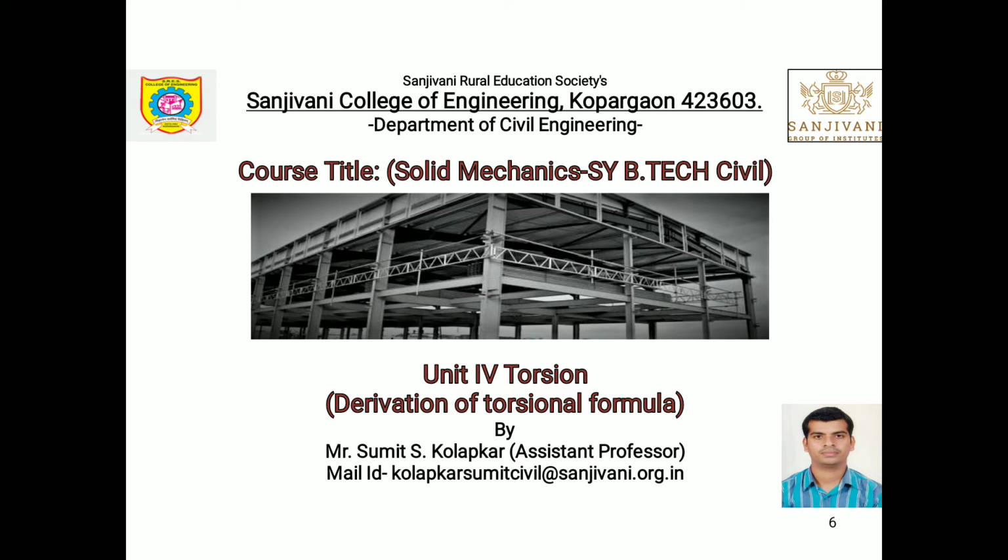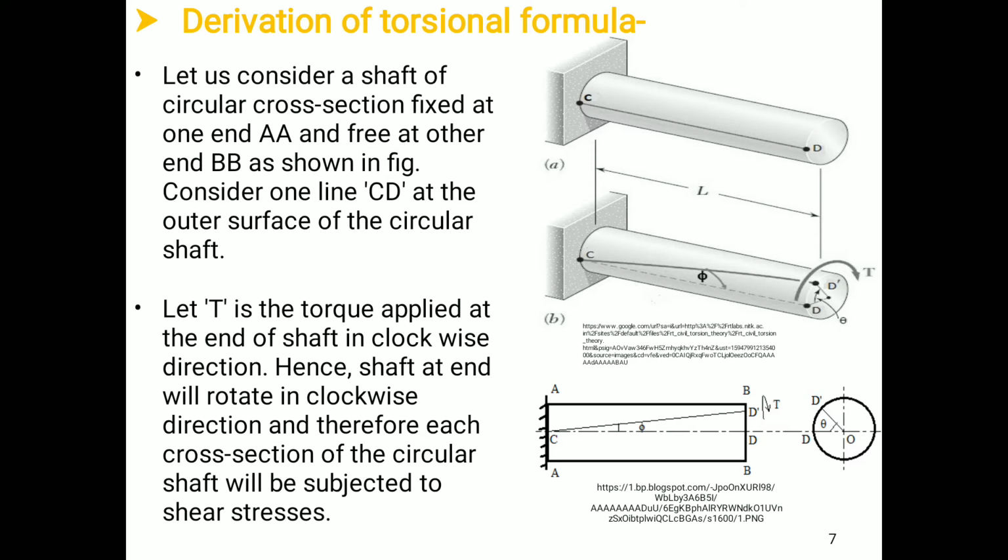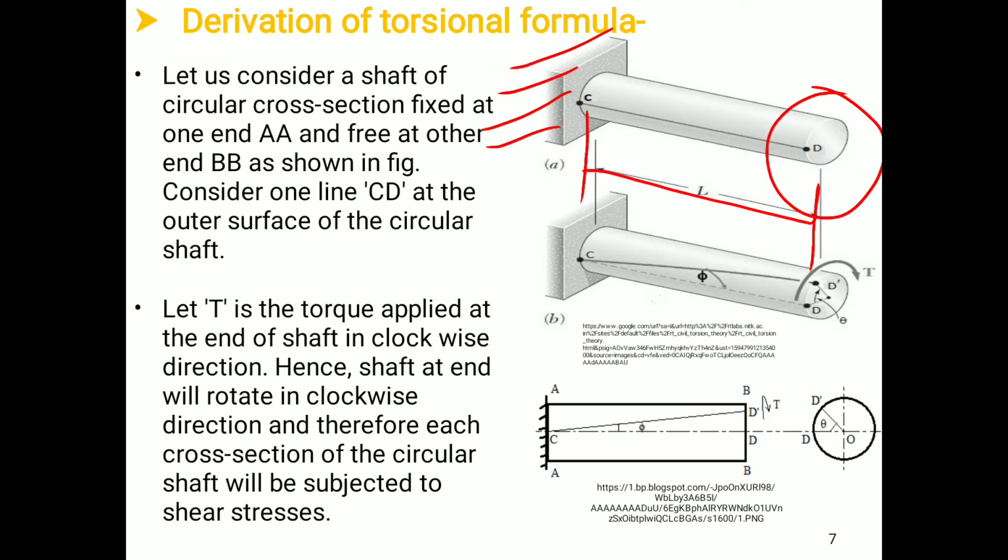In today's lecture, we are going to discuss the derivation of the torsional formula. To derive the torsional formula, we have to concentrate on three figures, that is figure A, figure B and figure C. Figure A shows a circular shaft which is fixed at one end and the other end is free. So this is a circular shaft which has a length L, circular cross section, and is fixed at this end. This is the fixed end and this is the free end.